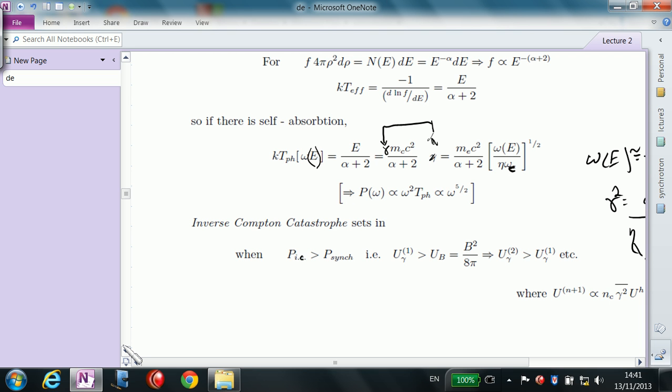Now, the inverse Compton catastrophe sets in when the energy density in photons exceeds the energy density in the magnetic field, which means that the n plus first generation of Comptonized photons is going to have more energy than the previous one by induction. In practice, it doesn't go on forever, because the photons keep getting harder, and eventually they stop being Thomson scattered and become Klein-Nishina scattered, and the cross section is lower.